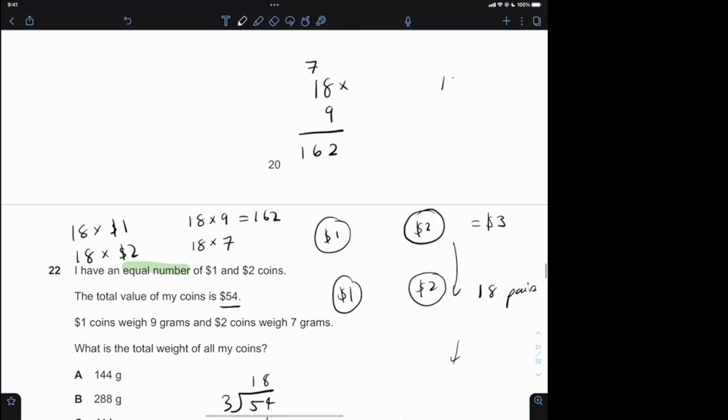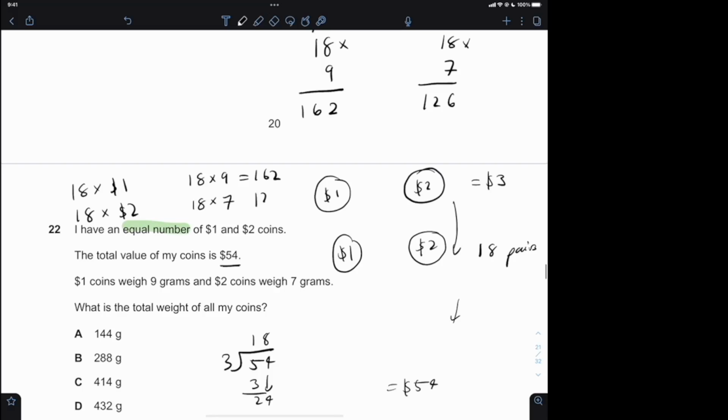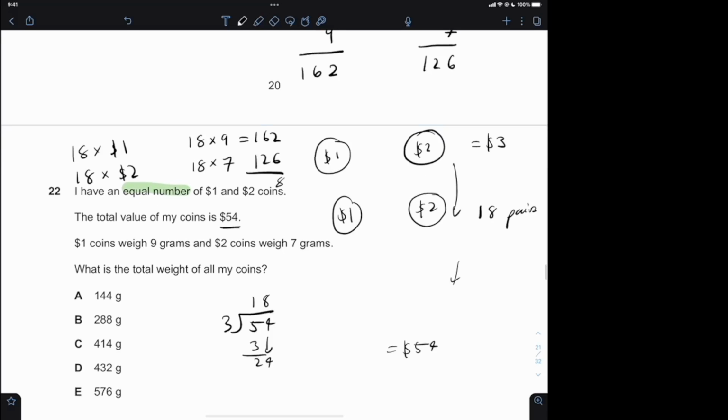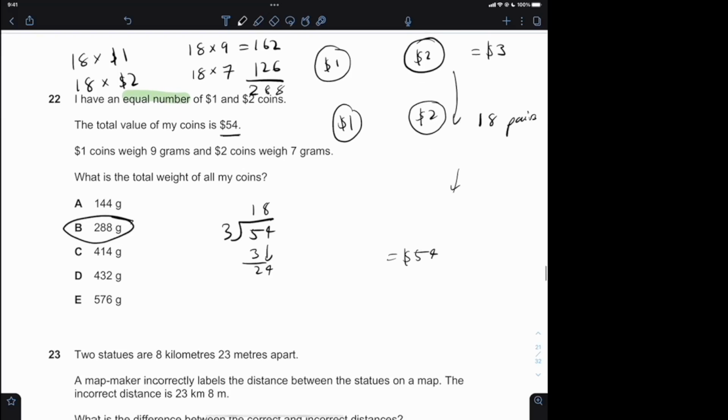All right. Then 18 times 7. 7 times 8 is 56. 7 times 1 is 7, plus 5 is 12. So we get 126. Okay, now in total, this gives us 288 grams, which would be option B.